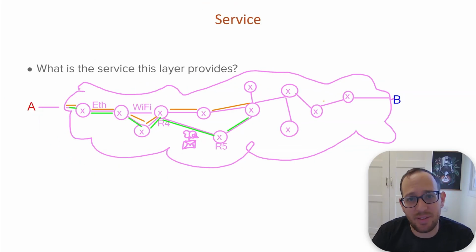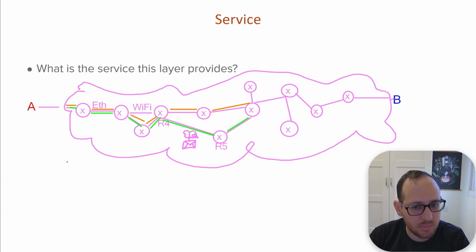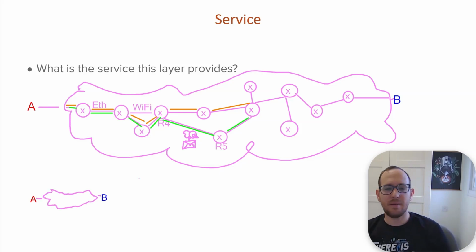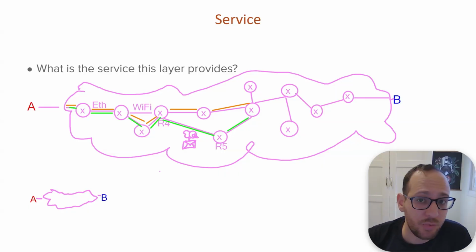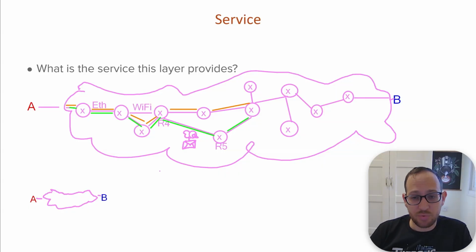As far as the transportation layer, the fourth layer, is concerned, none of this exists. It's a cloud. So if you look at it from the fourth layer's perspective, what you see is this. You have A, you have B, you have a cloud. That's it.